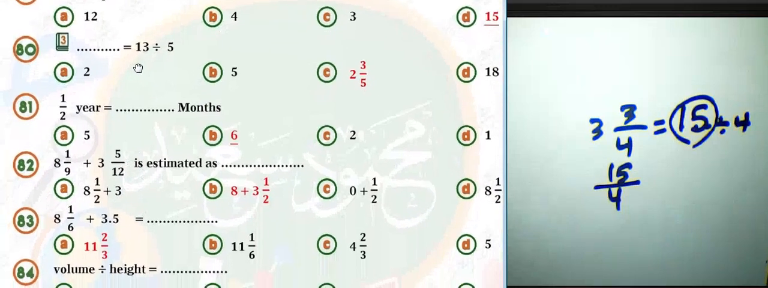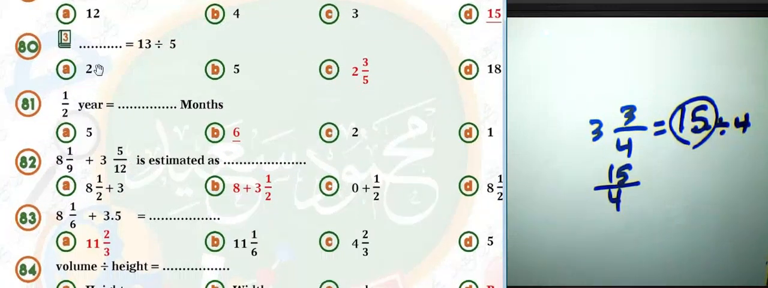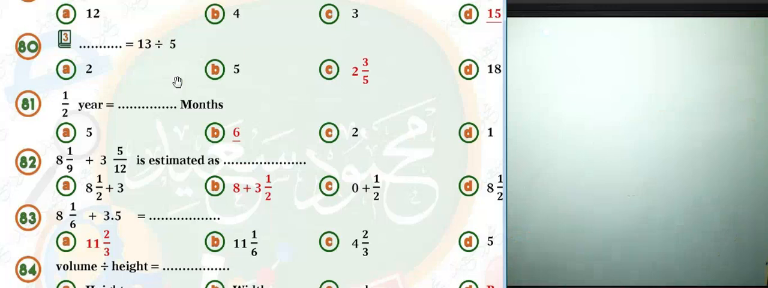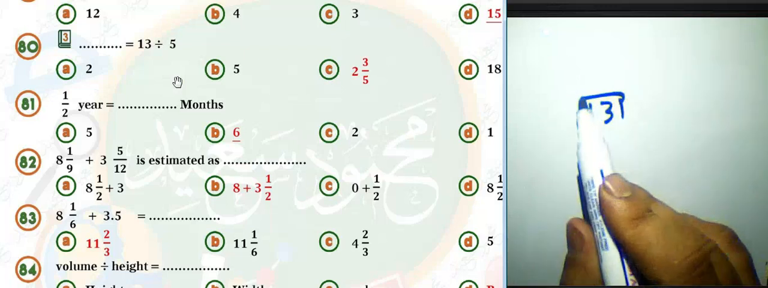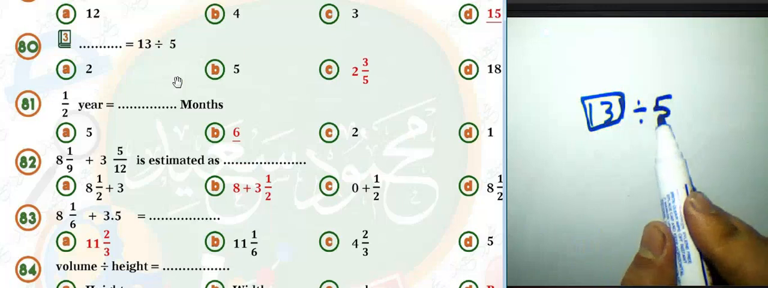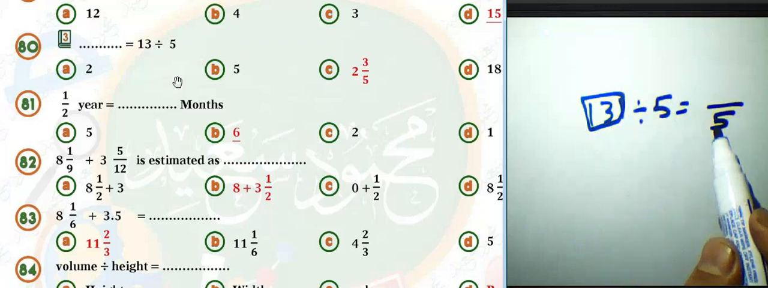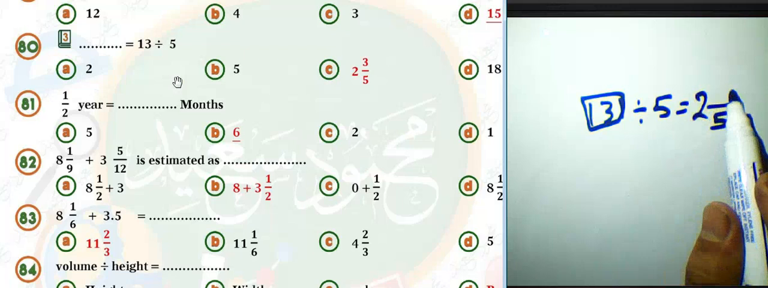Question 80. Space equals 13 divided by 5. We must convert from improper to mixed number. 13 divided by 5. Write 5 in the denominator. 2 times 5 equals 10 and the remainder 3.